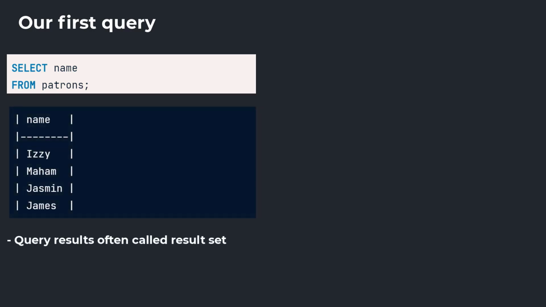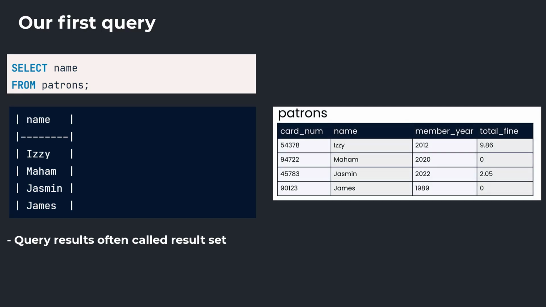Now let's take a look at the results of our query, often called a result set. The result set lists all patron names, just as we had hoped. Note that we have not changed our database by writing this query. The tables, including the patrons table, are exactly the same as before we wrote the query.